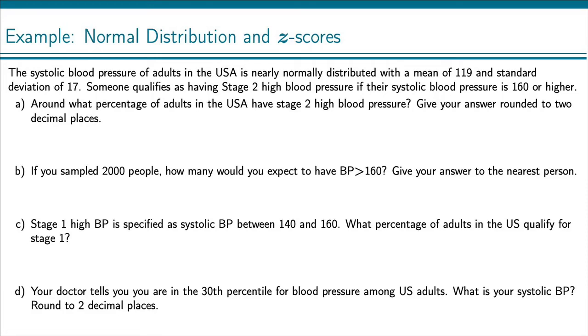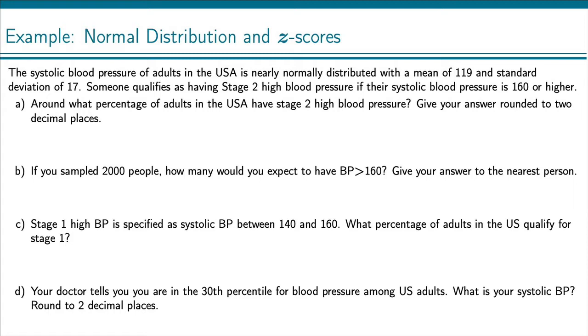The systolic blood pressure of adults in the United States of America is nearly normally distributed with a mean of 119 and a standard deviation of 17. Someone qualifies as having stage 2 high blood pressure if their systolic blood pressure is 160 or higher. For part A, around what percentage of adults in the USA have stage 2 high blood pressure? Give your answer rounded to 2 decimal places.